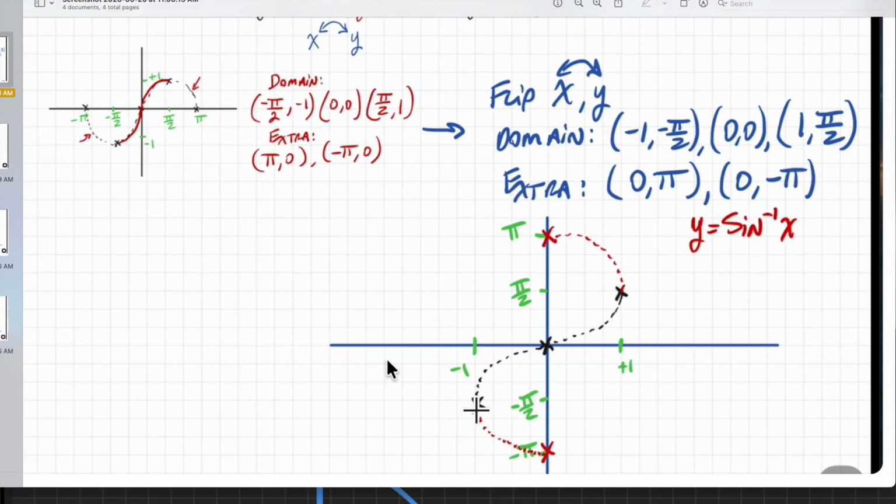Here we go. This is negative 1 comma negative pi over 2. There's the one at the origin, 1 comma pi over 2. But we included these ghost points. We flipped this from pi comma 0 to 0 comma pi. We flipped this from negative pi comma 0 to 0 comma negative pi. Folks, this is y equals inverse sine of x. And the correct portion is the black dotted portion. And again, this extra portion is included to help me with the curvature.